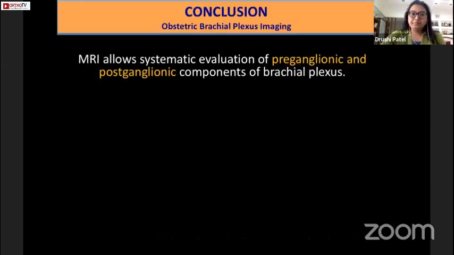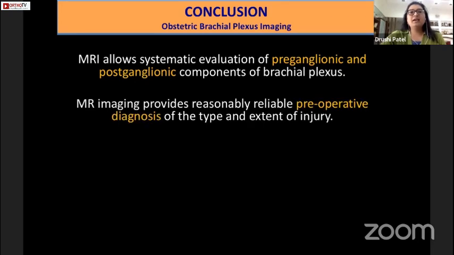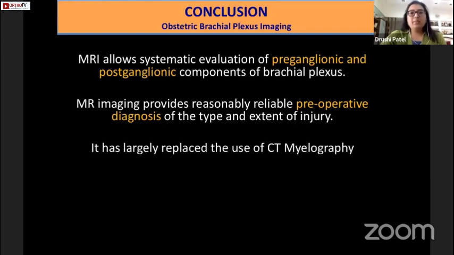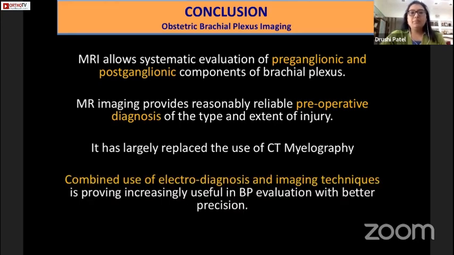So to conclude, MR allows systematic evaluation of preganglionic and postganglionic components of the brachial plexus. It provides reasonably reliable preoperative diagnosis of the type and extent of injury. MR is the investigation of choice, and it has completely replaced CT myelography. Combined use of electrodiagnosis and imaging techniques is proving increasingly useful in brachial plexus evaluation with better precision.